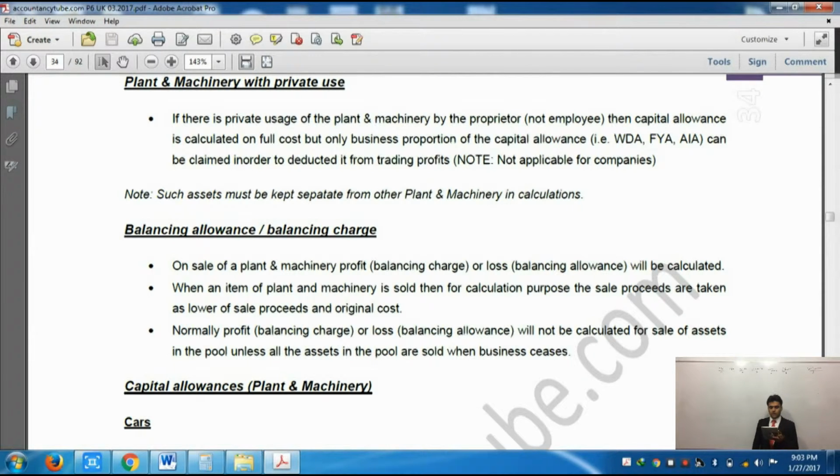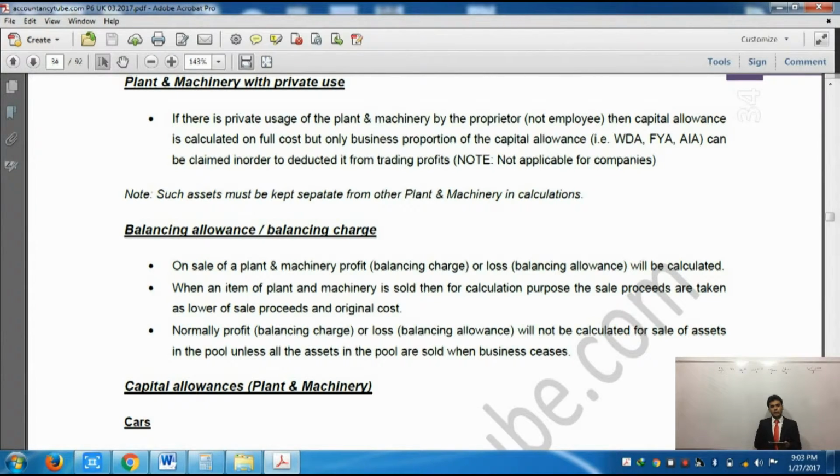So let's see in the notes. If there is private use of the plant and machinery by the proprietor, by the owner, not the employee, then capital allowances are calculated on the full cost, but only the business proportion of capital allowances can be claimed in order to deduct it from trading profits. So just to explain again, if there is private use by the boss of the business, then it will be considered as private use.